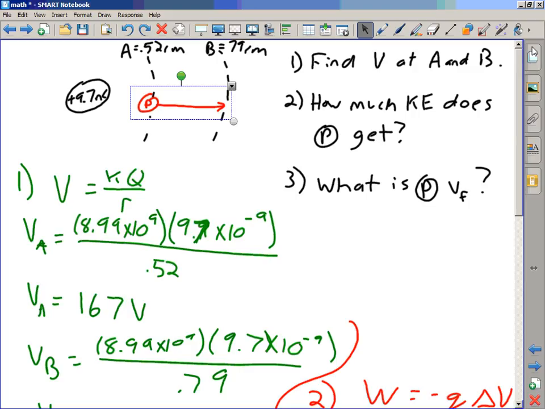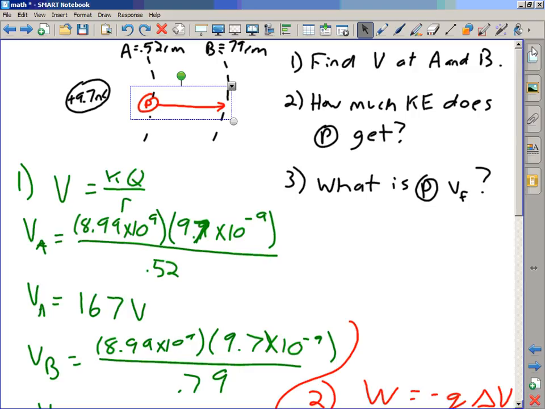There is a 9.7 nanocoulomb charge. A proton is brought to within 52 centimeters of the 9.7 nanocoulomb charge. It is then released and allowed to move to 79 centimeters away. What is its final velocity? All in one fell swoop, right there. Those are the 3 pieces you would have to do to get there.